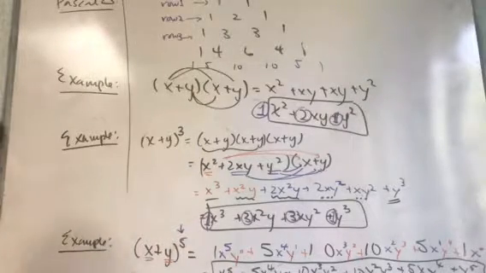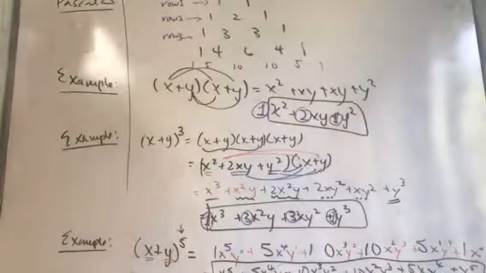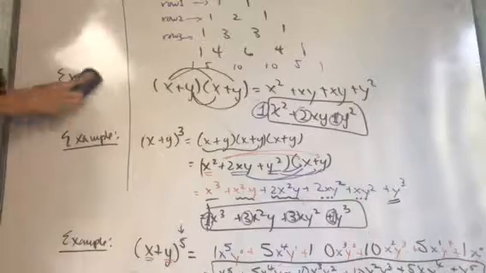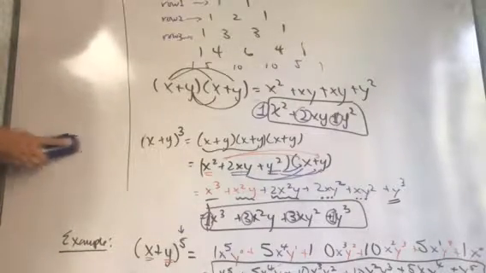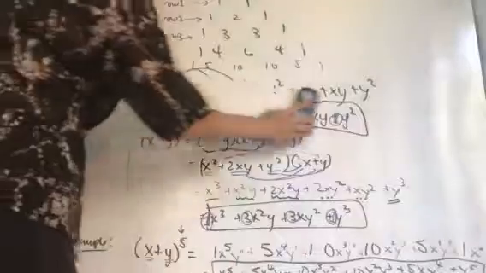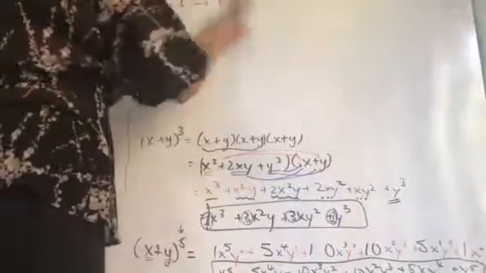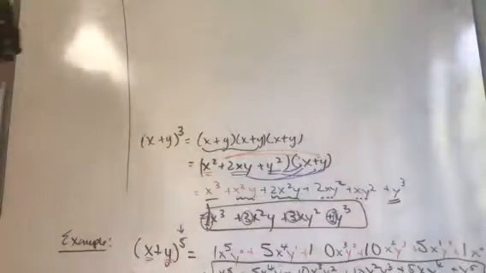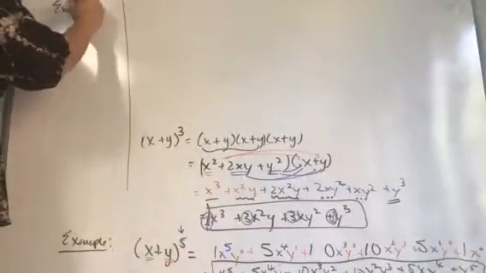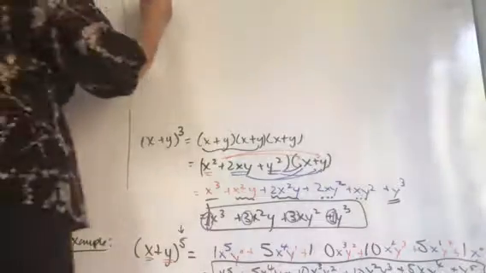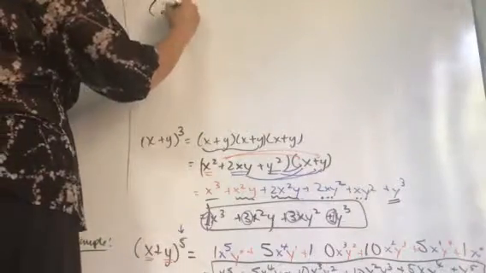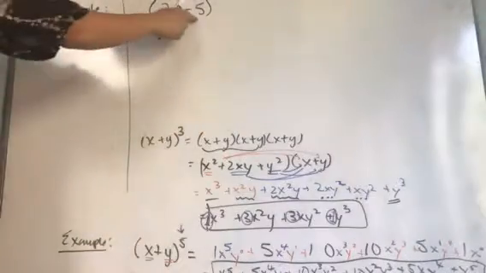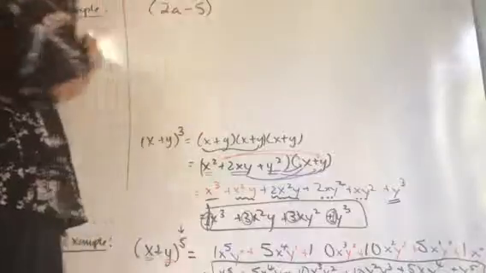So I'm going to give you one more example. What if you had a problem that wasn't x and y, okay? And that's what you're going to encounter in your homework later on. So let's just, for example, do something like this. Okay, let's say we had 2a minus 5. Okay, this is a binomial, and let's take it to the 3rd degree.